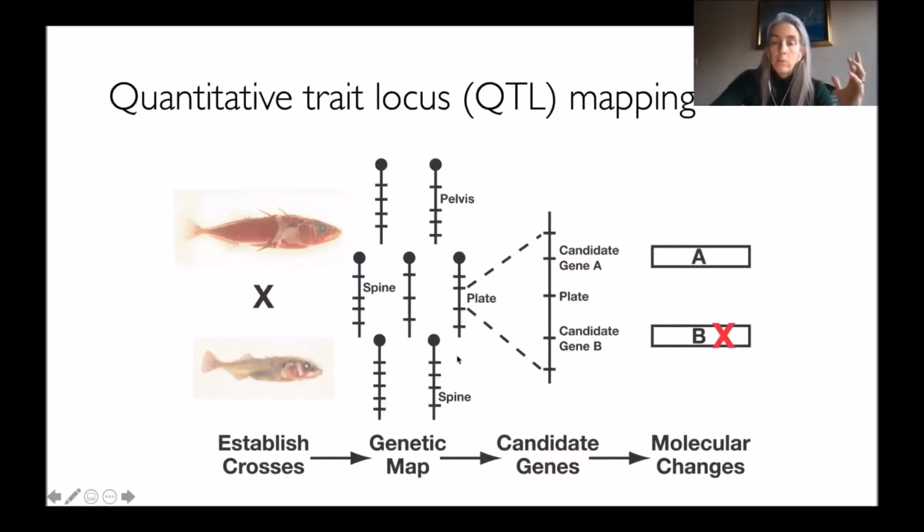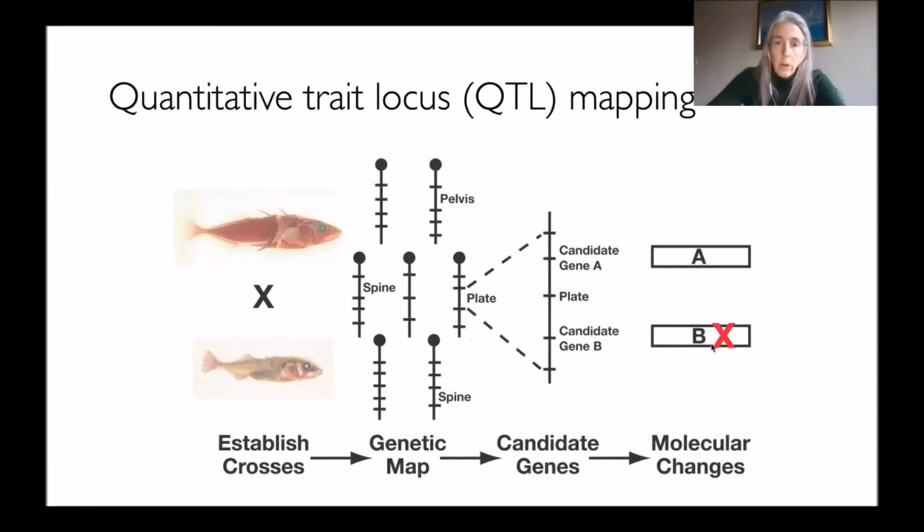So, do they have plates or not? Do they have a pelvic spine or not? The length of spines. And then we can just do genome or QTL mapping. We look for associations between genotype and phenotype. And then ultimately we can use these QTL to delve into these genomic regions and ask, well, what genes are in these regions that are associated with differences in phenotypes. And ultimately our goal is to identify molecular changes that underlie these interesting phenotypes.